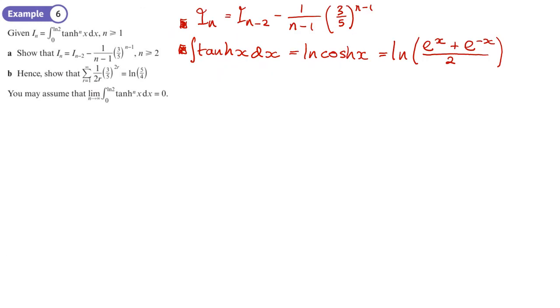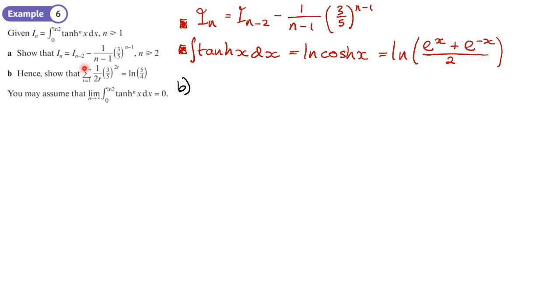Okay, now for part B, I've put a couple of hints up. Well, actually that's what we proved in part A, so we may need that. And also we'll need the integral for tanh, which is in the formula book, which is log cosh. Now the definition for cosh is e to the x plus e to the minus x over 2. So you could say that the integral for tanh x is log this.